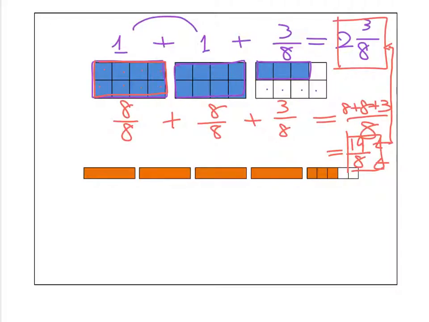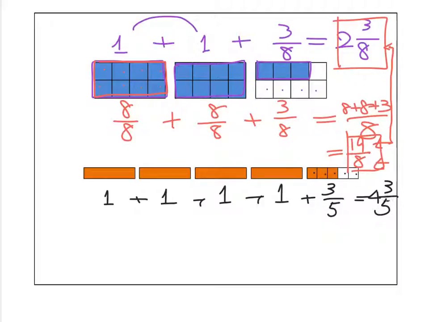Let's look at this orange one. This is even more straightforward. Here we've got 1, we've got 1, we've got 1, we've got 1. And here I have 1, 2, 3, 4, 5. So that 1 was split into 5 pieces in total, but I only took 3. So in total, if I add them together, I should have 4 and 3/5.